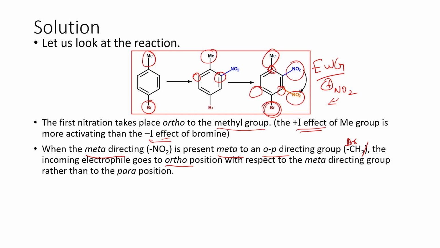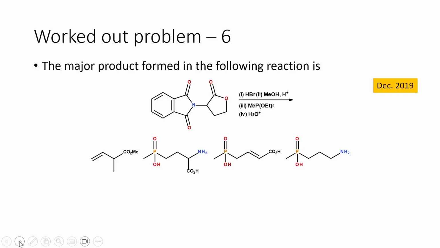So both nitro groups are adjacent, or ortho, to each other in this particular product. Of course, the Hammond and Illingworth rule is generally used for explaining these kinds of reactions. So let us move on to the next problem.